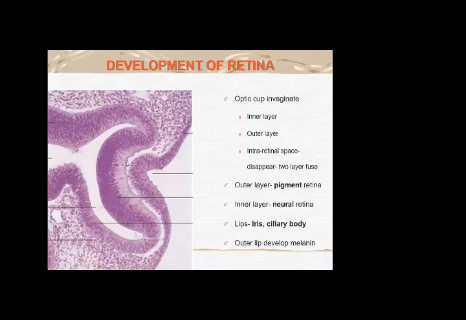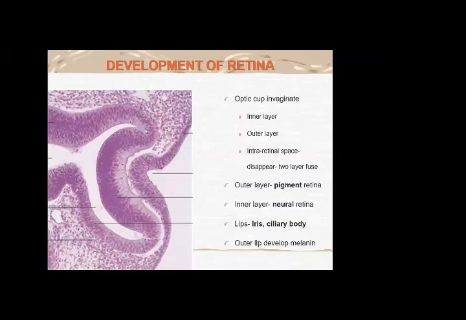with the inner layer. The inner and outer layer fuse with each other and obliterate this. With the fusion, this intraretinal space disappears. ये जो outer layer है ना, this develops into the pigment layer of the retina. The inner layer develops into the neural layer of the retina.